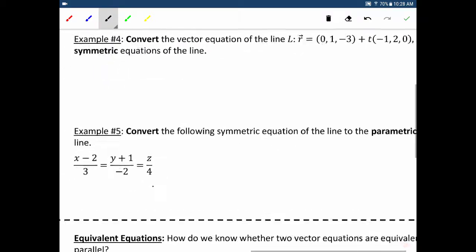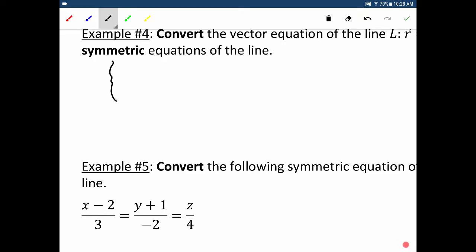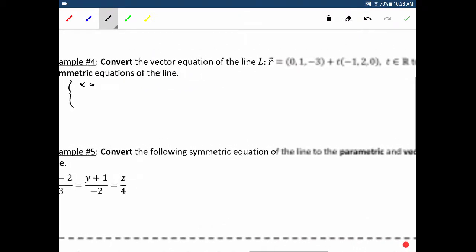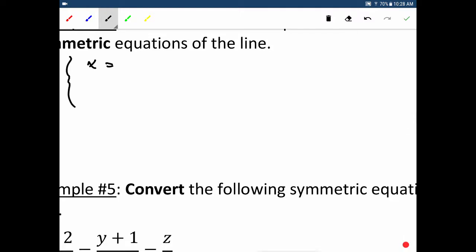So we're going to convert this one right here into our parametric and symmetric equations. First of all, the parametric. We start with x. X is equal to 0 plus negative t, which is just negative t. Y then is 1 plus 2t, and z would be negative 3 plus 0t, so we can just say negative 3. And that's where t is an element of the real numbers.